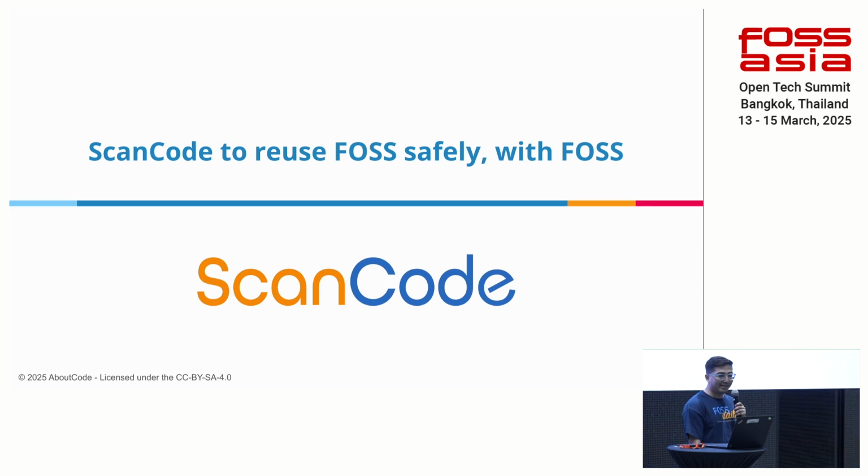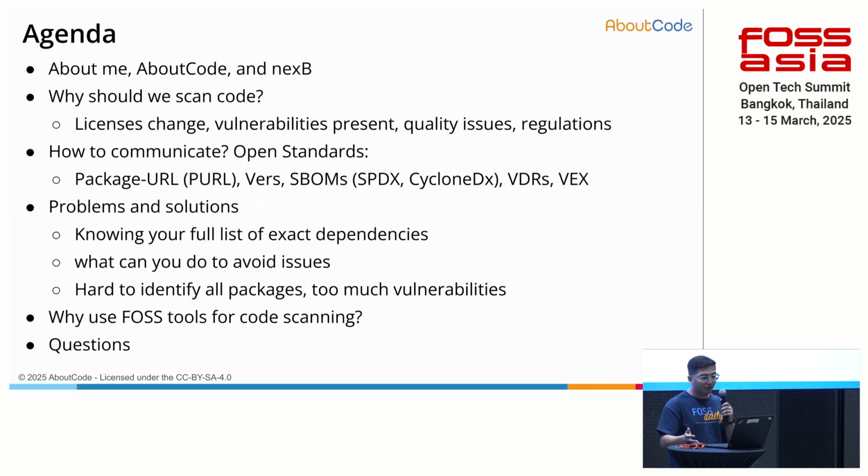So let's jump right into it. This talk is about scanning code and reusing open source software more consciously, more safely, and how we can do that with more open source software and open standards. We are going to discuss a bit of introductions, why we should scan code, and then how we can communicate about those scan results, and then some problems that I and other people have faced, and how we can approach them, or try at least for some solutions there. And then, of course, why should we use more open source tools for this open source discovery and identification? And then we'll have some questions at the end.